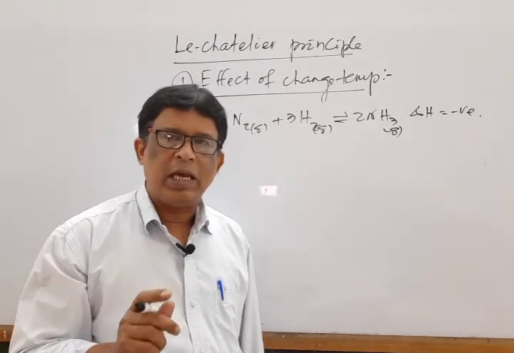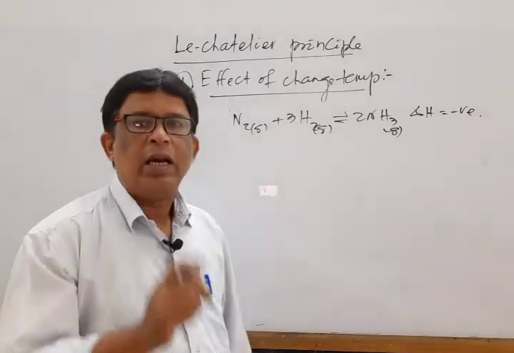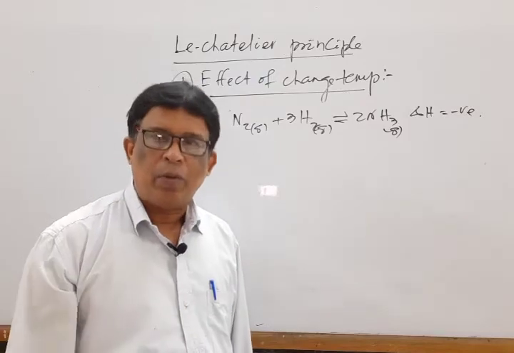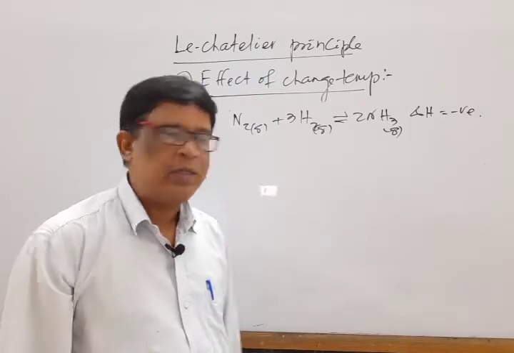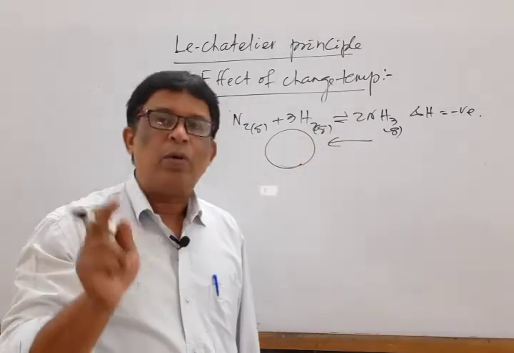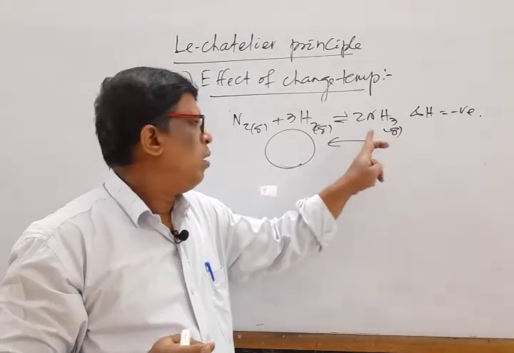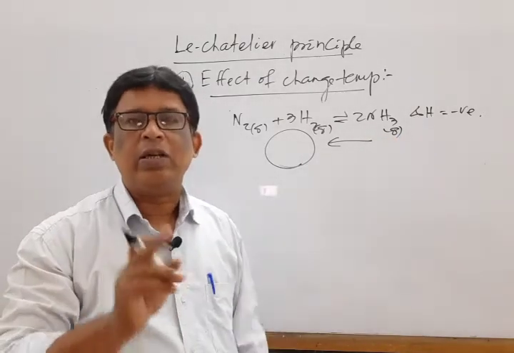So two conditions are there. Again, if we supply heat, then it does not favor the formation of product. That means the equilibrium shifts backward, forming more amount of reactant, or we can say forming less amount of the product. That means it is not a favorable one.